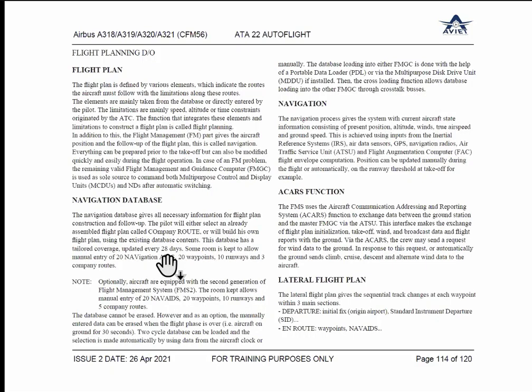Database has been tailored to cover up to 28 days, and there is space for 20 navaids he can add, 20 waypoints and 10 runways, and 3 company routes he can make. In the new FMS system, which is FMS2, in place of 3 company routes, there are 5 company routes. So space is provided for 2 more company routes. That is the difference between FMS1 and FMS2. Otherwise, 20 navaids, 20 waypoints, 10 runways is common. Only thing is, space for 2 more company routes is provided.